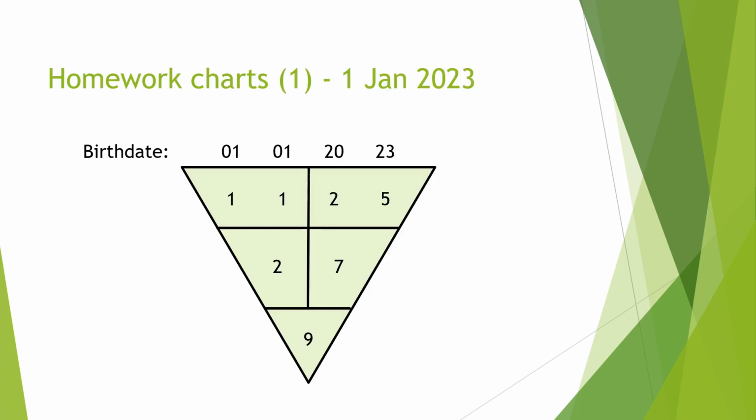So, for the first chart, we have a baby who is born on the 1st of January 2023. The chart is fairly simple, and if you did it correctly, you should get a person with a character 9, strength 7, and weakness 2.